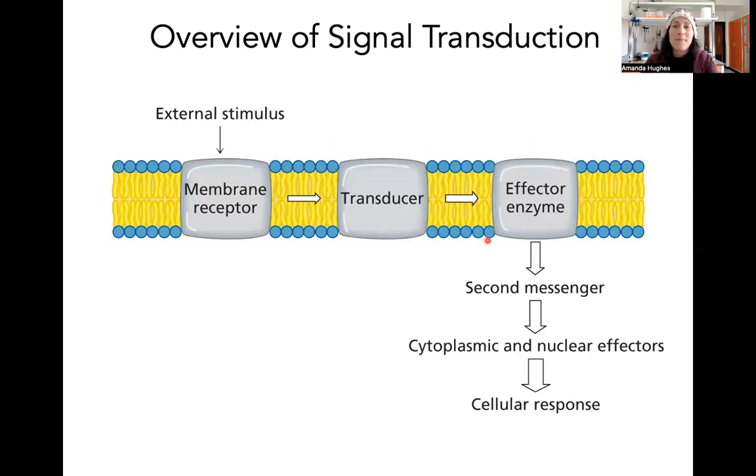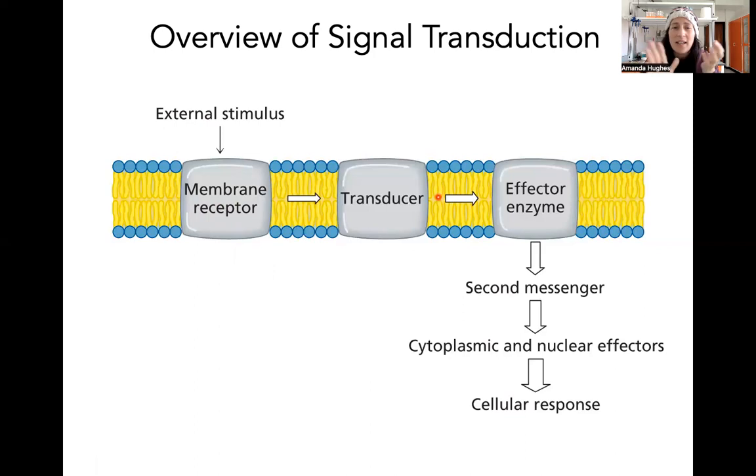So let's talk about the basic overview of signal transduction. There's going to be some external stimulus, and this typically is some type of hormone or maybe a small molecule compound. Big examples of external stimuli are insulin, glucagon, maybe epinephrine, that fight or flight molecule. The external stimulus is outside the cell, and it's going to bind to a membrane receptor. This is a transmembrane protein that, once bound, will undergo some type of conformational change, and that's what signals the transducer.